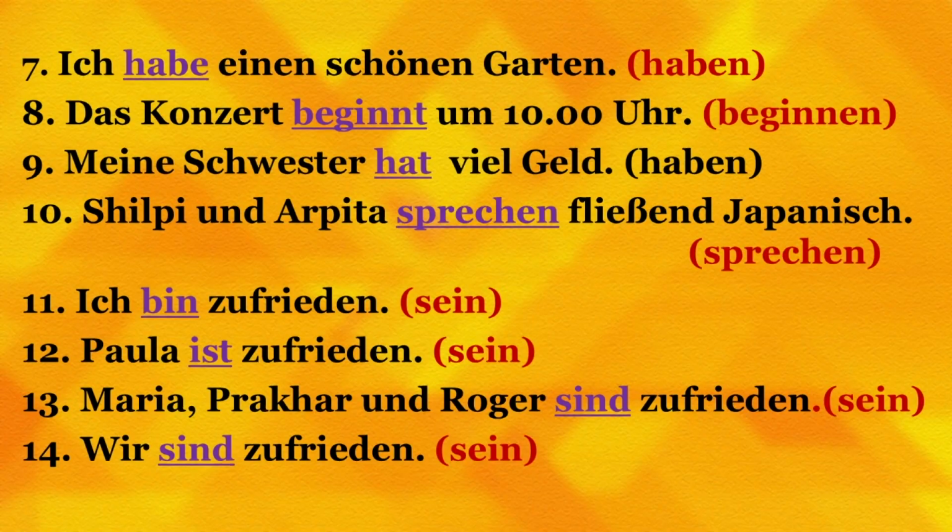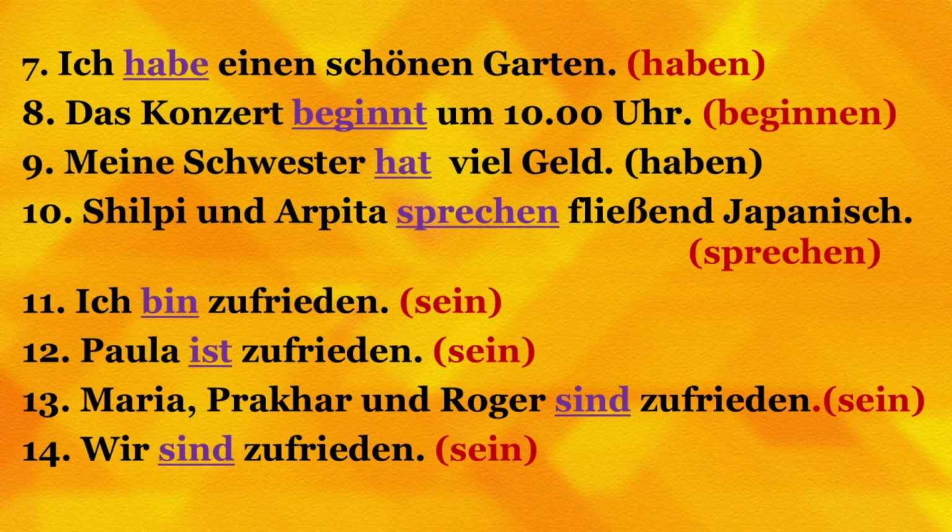Dear learners, you must have finished the exercise now. So, let's quickly see the answers now. So, the first sentence here, ich dash einen Garten, the given verb was haben. So, you need to conjugate the verb haben according to the subject. So, what is the subject in this particular sentence? Ich, that is I. So, the sentence becomes ich habe einen schönen Garten. It means I have a beautiful garden.